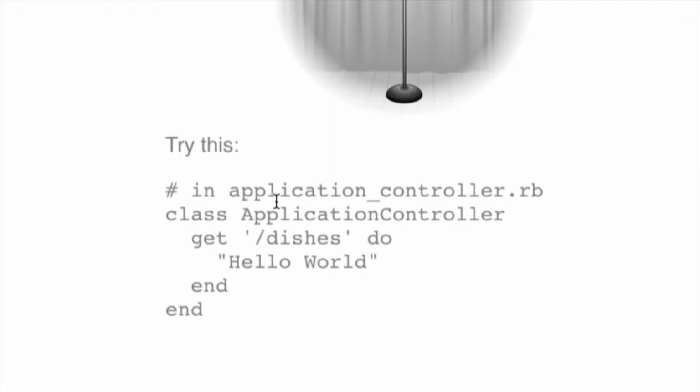It doesn't exist. You can see it kind of alludes to it. You know what? Try this. Class application controller, get dishes, do hello world, for example. It immediately shows you that it thinks you wanted to get dishes, but it tells you that it was looking for it here.